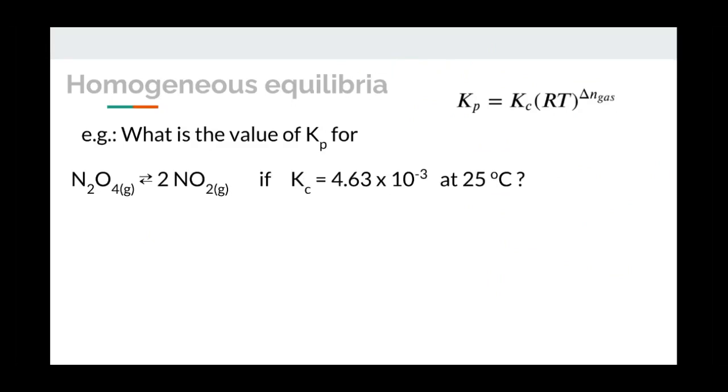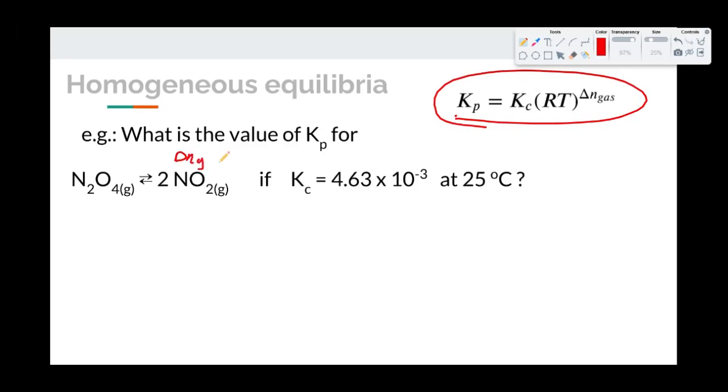So let's do an example of a conversion like this. What's the value of Kp for this reaction if Kc is given? Thinking about this, one thing we're going to have to know is the change in the number of moles of gas. So the change in number of moles of gas is 2 moles of gas on the product side coming from 1 mole of gas on the reactant side. So that's a 1.